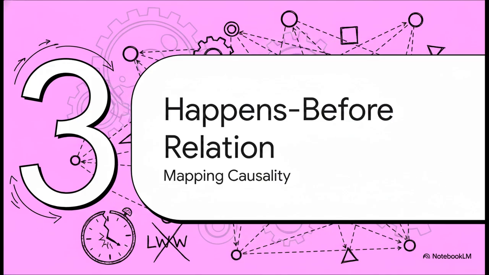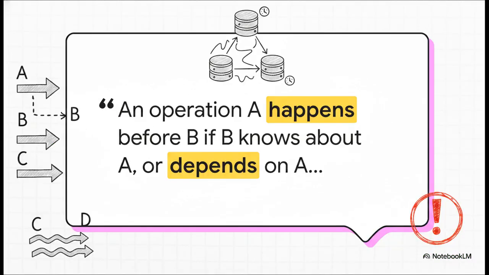Section 3. The happens before relationship. This brings us to our golden rule. An operation A happens before another operation B if B knows about A or depends on A or builds upon A in some way. This dependency is strictly defined by the actual flow of data.